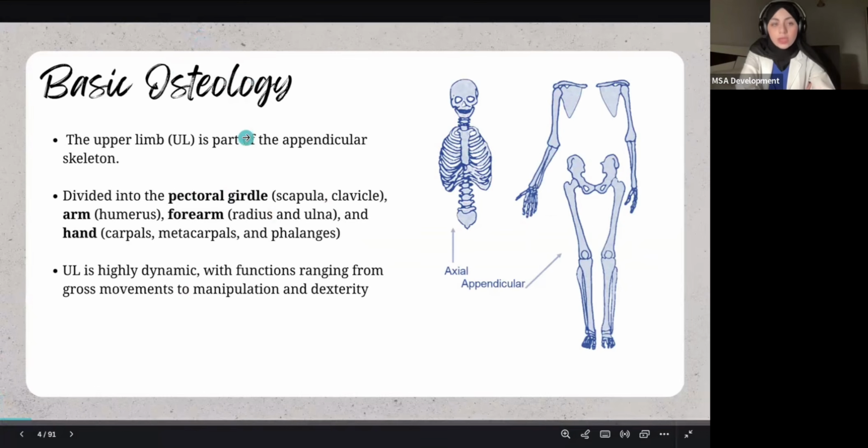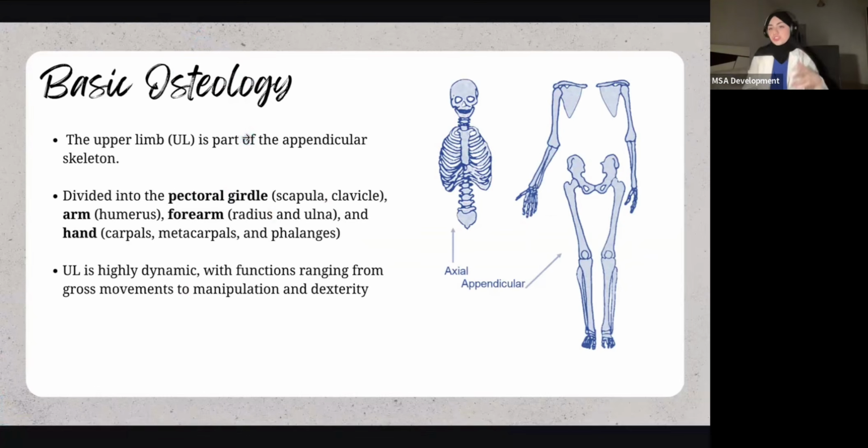Basic osteology. Now, just a quick recap from concepts you guys took in F&D. So we have the appendicular and the axial skeleton. Axial skeleton is whatever bones you have in the midline. So what are the bones in the midline? Skull, spinal cord, and rib cage.